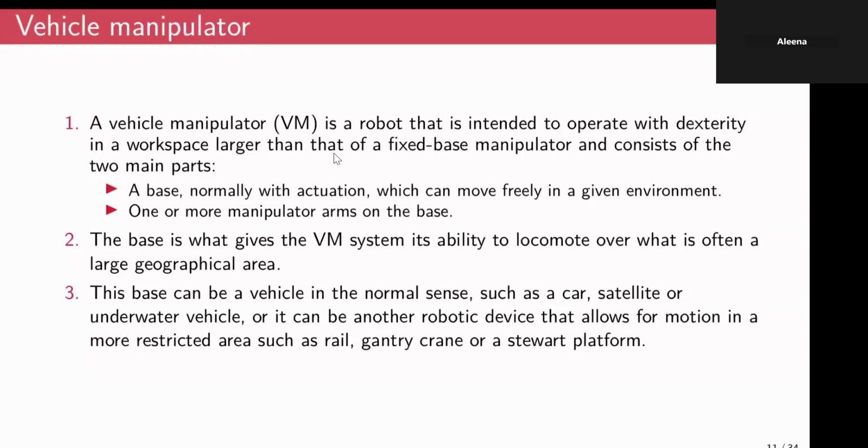Let's see some more features of a mobile manipulator system, or a vehicle manipulator system. A vehicle manipulator is a robot that is intended to operate with dexterity in a workspace larger than that of a fixed base manipulator, and consists of two main parts. Just like what we have said, dexterity means that if a robot is capable of reaching a point with all possible orientations, we call that point a dexterous point, right?